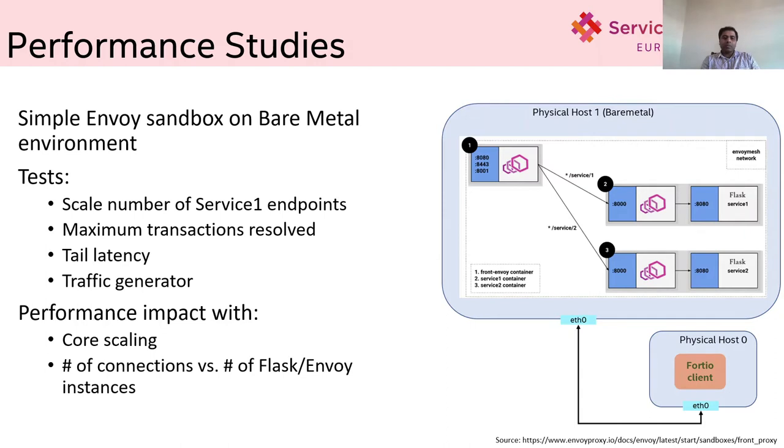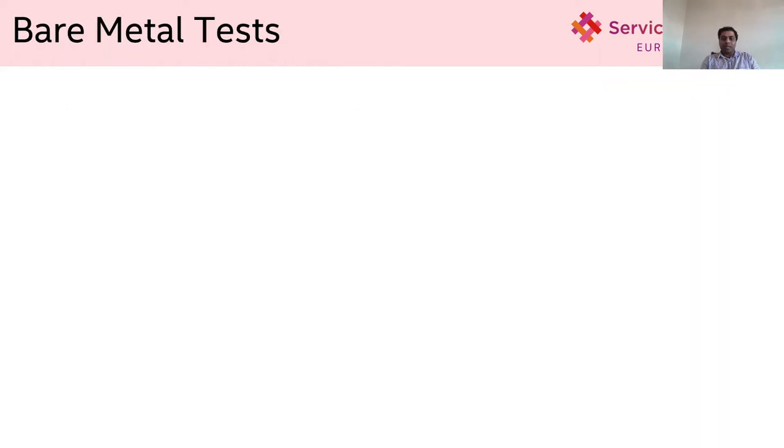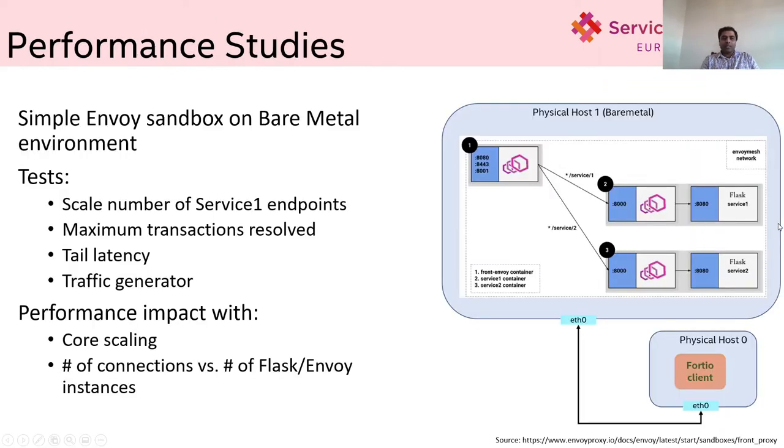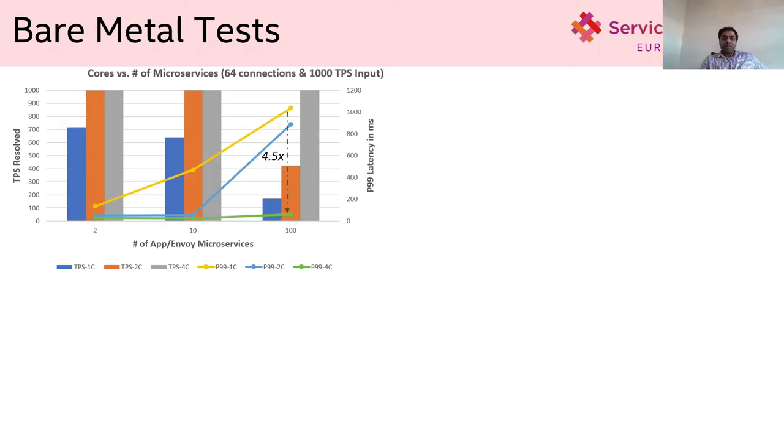The type of test we do is scale the number of service one endpoints from 1 to 100, look at the number of transactions resolved and tail latency, and change the traffic generator settings. Ultimately, what we're trying to understand is the performance impact of scaling the number of cores or number of connections, along with scaling the number of Flask or Envoy instances. To give you an idea of results, on the x-axis you have the number of app or Envoy microservices from 2 to 100. On the y-axis, one side you have transactions resolved, the other side you have latency.